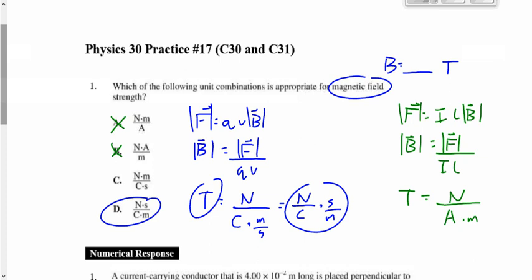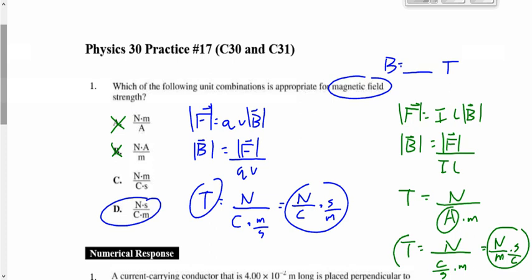Now, C and D both have amps removed and coulombs and seconds tied into it. So let's replace an amp here with a coulomb per second and see what happens. Well, that's newtons divided by coulombs per second times meters. Let's simplify that by multiplying by the reciprocal. I get newtons over meters times seconds over coulombs. Again, multiply by the reciprocal. Sure enough, a Tesla is equal to a Newton times seconds over a meter times coulomb. The answer is D again.